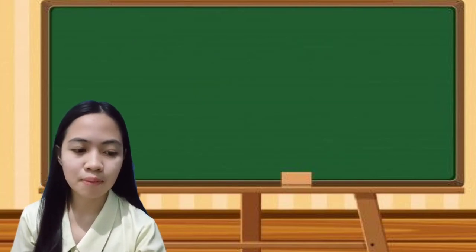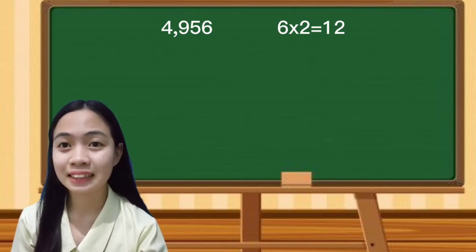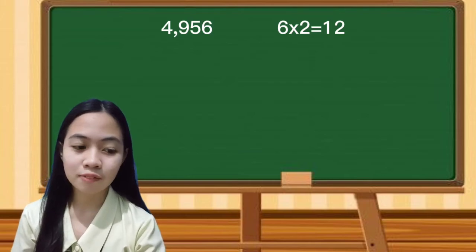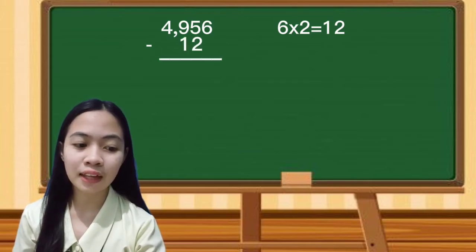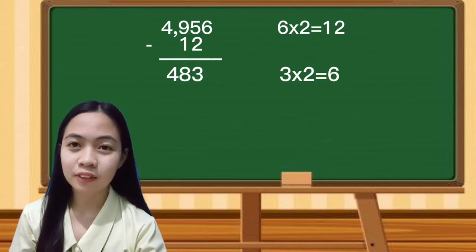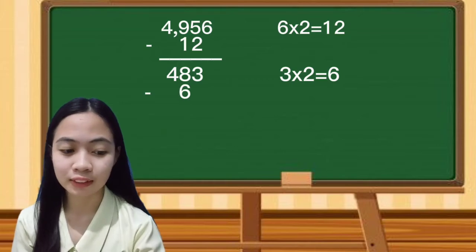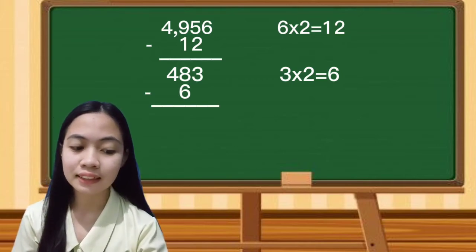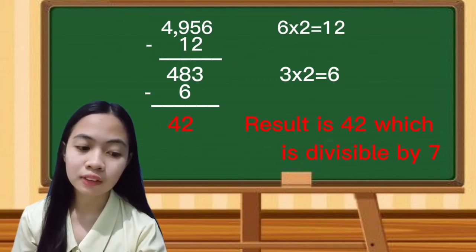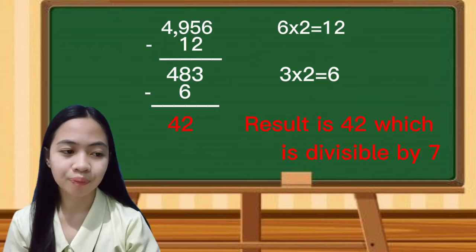Another example, 4,956. The last digit is 6, and 6 times 2 is equal to 12. 495 minus 12 is equal to 483. So 3 naman yung last number. 3 times 2 is equal to 6. So 48 minus 6 is equal to 42. And 42, the result is 42, which is divisible by 7.